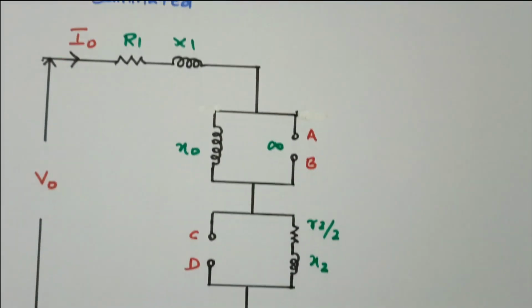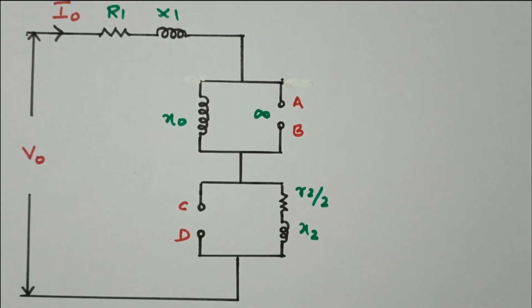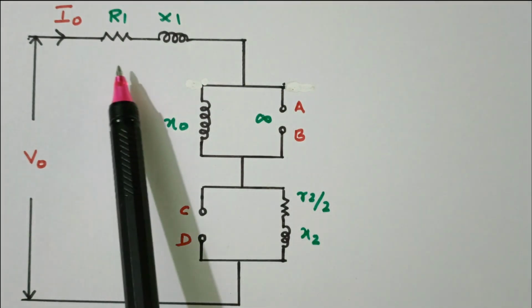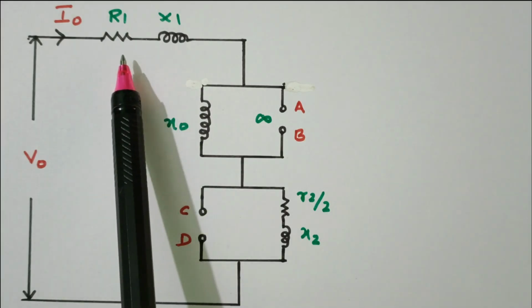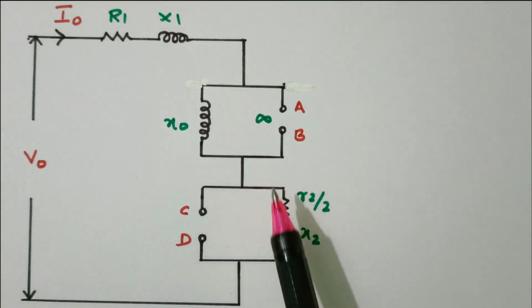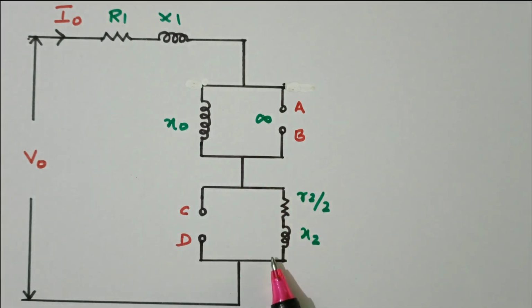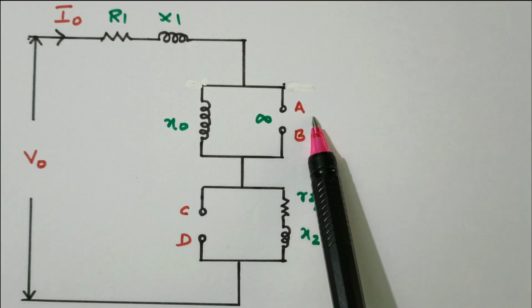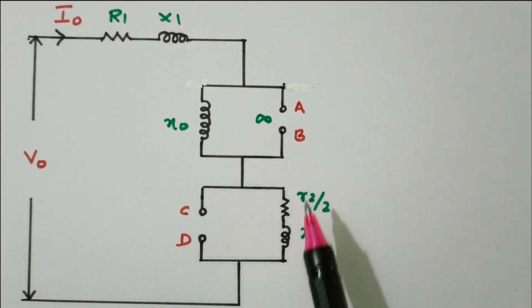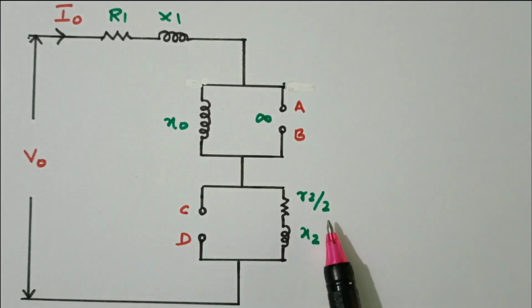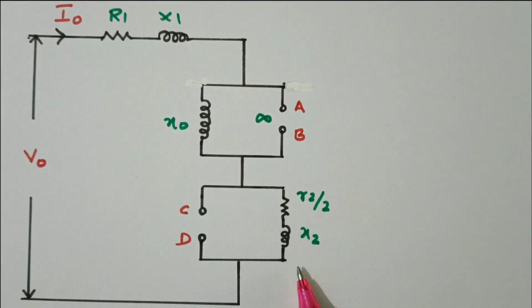Now we'll see the equivalent circuit based on this assumption. This is the applied voltage, no load voltage, no load current, and R1 X1, which refer to the stator resistance and stator reactance. This one refers to the forward rotor circuit, this one refers to the backward rotor circuit. We know that in the forward rotor circuit, R2 by S and X2 are eliminated, leaving X0. For the backward rotor circuit, X0 is eliminated and the current is flowing through R2 by 2 and X2. So based on these two assumptions, we can further simplify the circuit.